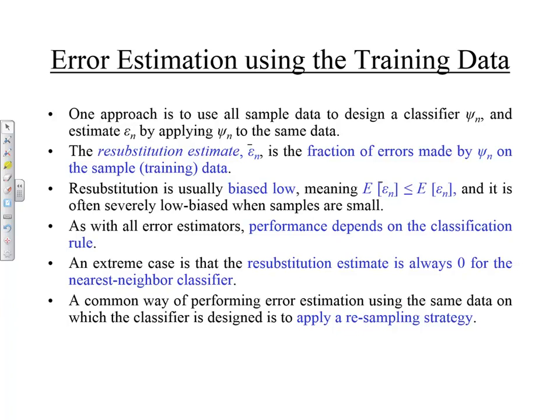As with all error estimators, performance depends on the classification rule. An extreme example is that the resubstitution estimate is always 0 for the nearest neighbor classifier. Because if you give it the class label based on the nearest neighbor, that's the classifier. If you're going to do error estimation for that classifier, you will get 0, because the nearest neighbor is going to give you exactly the same label. Now, a common way of performing error estimation using the same data on which the classifier is designed is to apply a resampling strategy, and there are different strategies that people use.